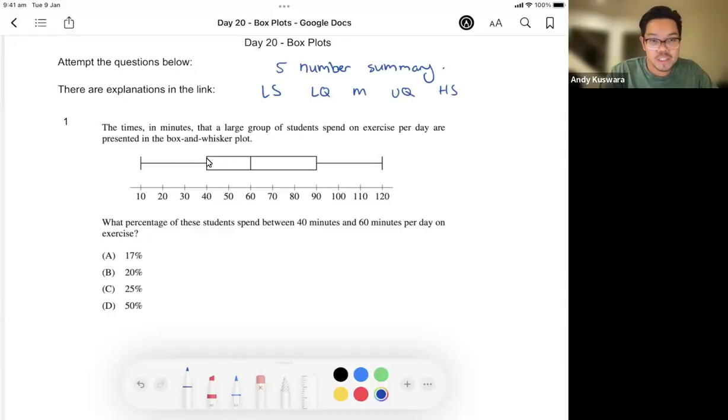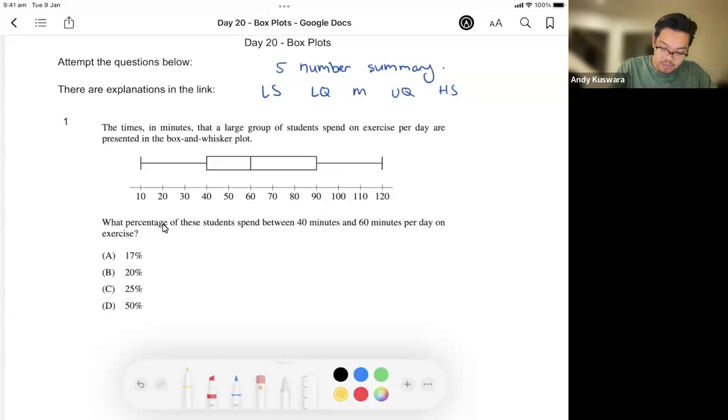For this first question, this is going to be a nice, simple, easy one. You probably don't have to do any math to figure this out. You just need to understand. It says the times in minutes that a large group of students spend on exercise per day are presented in the box and whisker plot. What percentage of these students spend between 40 and 60 minutes per day on exercise?